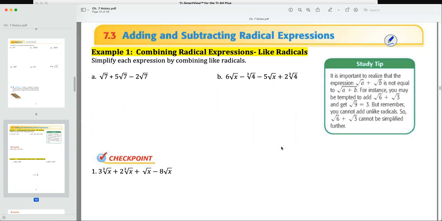Just like if you were taking variables, you can't add x squared to x to the third power and say you have 2 x to the something. It doesn't work that way. So like term still applies when we have radicals.